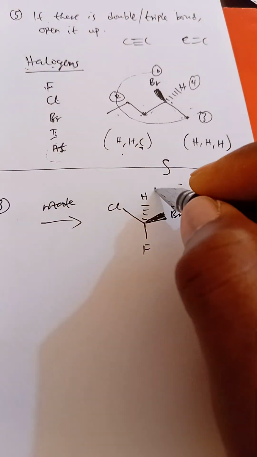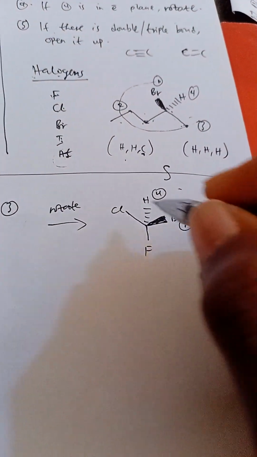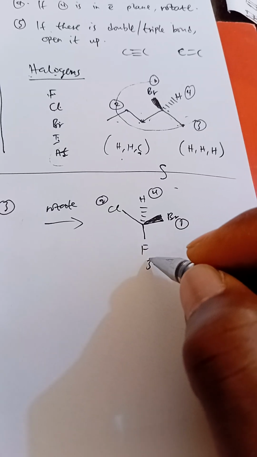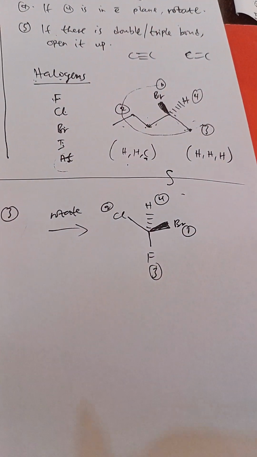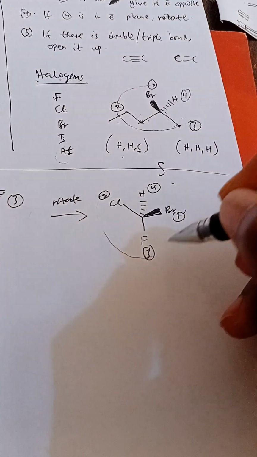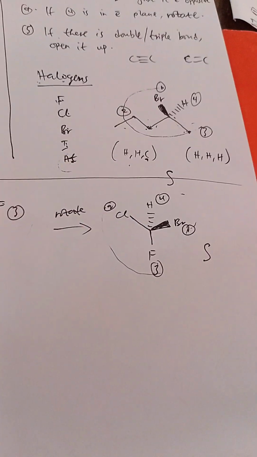So this is our number four. Number one was who? Bromine. Number two was chlorine. Number three, sorry, number three was fluorine. So clockwise or anti-clockwise? One, two, three. So this is what? Anti-clockwise. So this is S. We are good to go.